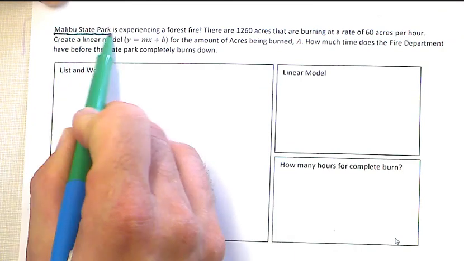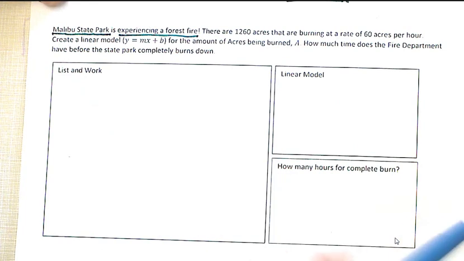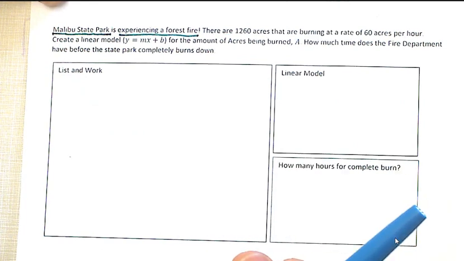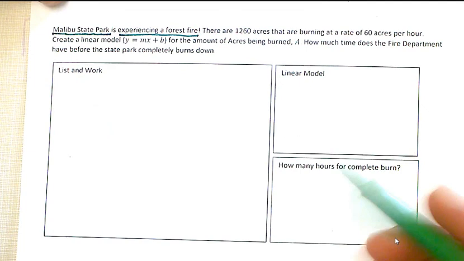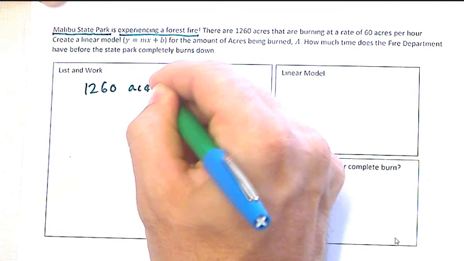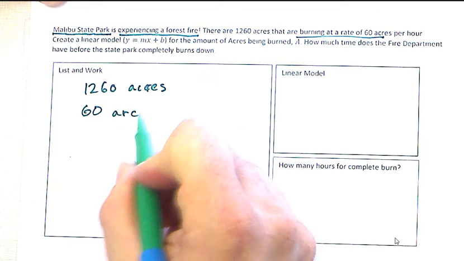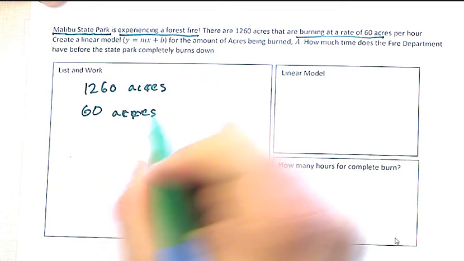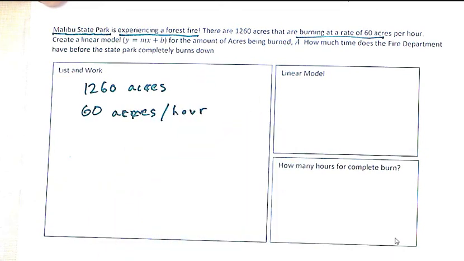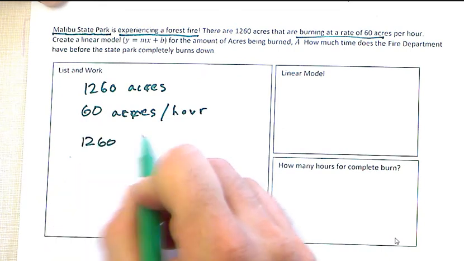Last question. Bringing something to life here in California: some forest fires, we've seen that. This is something very real, something you can identify with, something you've seen on the news. So basically we have 1,260 acres that are burning at a certain rate, 60 acres per hour. Which means that if 1 hour goes by, it'll now be down to 1,200 acres.